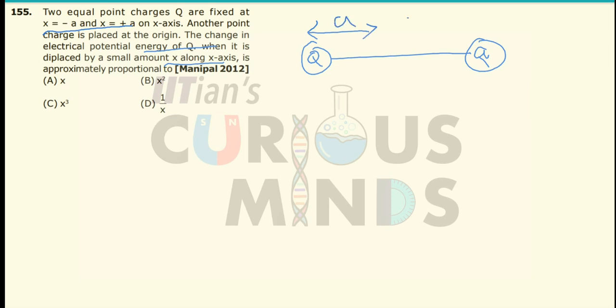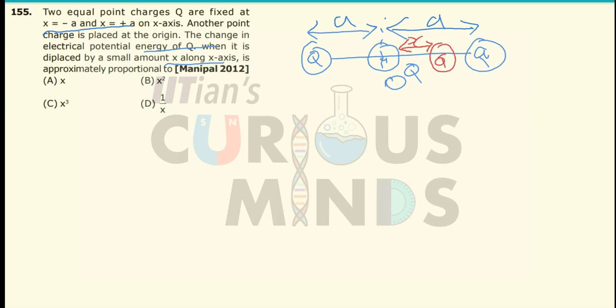Let us say this is q and there is another charge q placed at a and minus a, so the distance will be a, and this is the origin. At the origin there is another charge q placed. Now it is displaced by a small amount, let us say in the right hand side direction, by a small amount x.